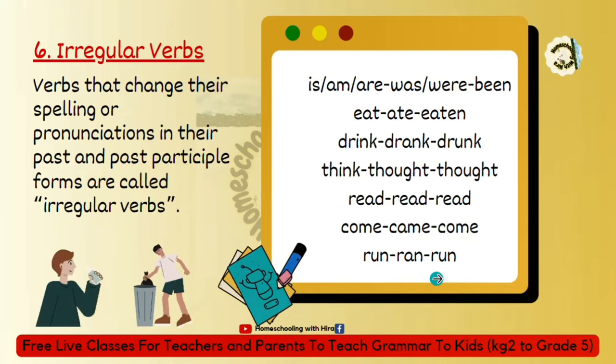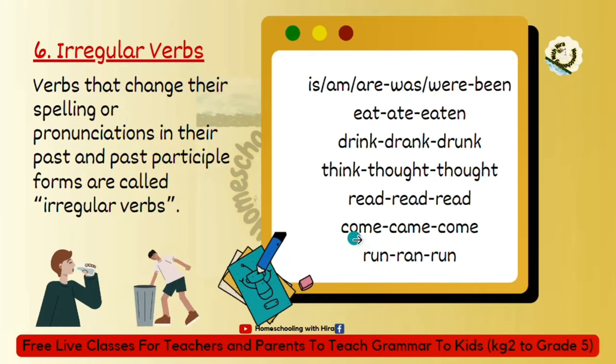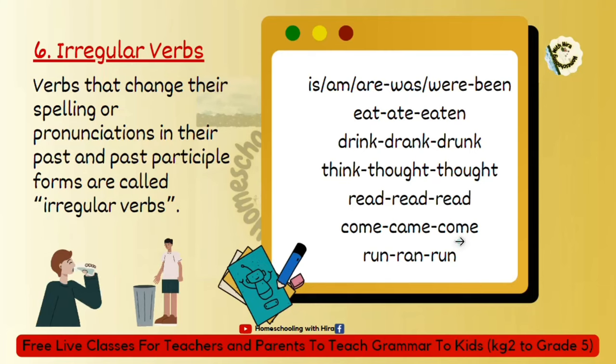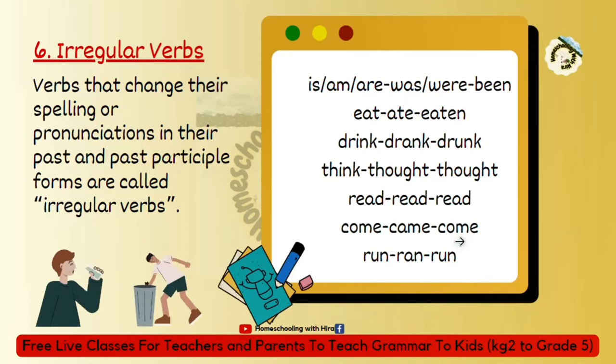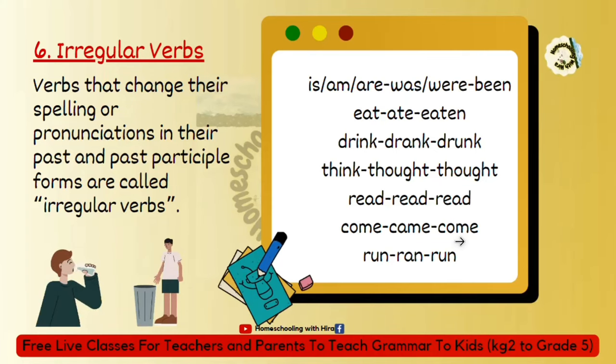Now you might ask the question, or children might ask the question, that how will we know that is it a first form or the third form? So the sentence will tell you which form of verb this is. Right? Hope this is clear.